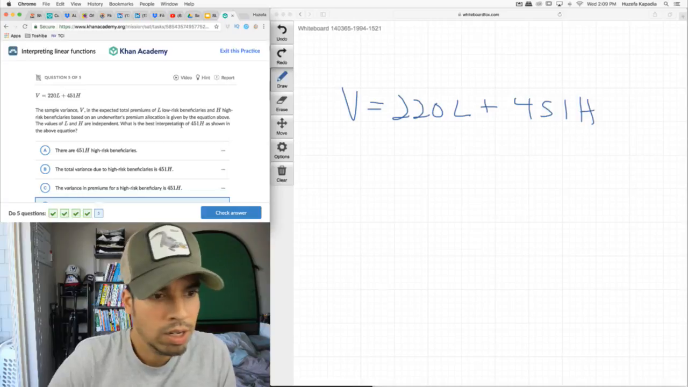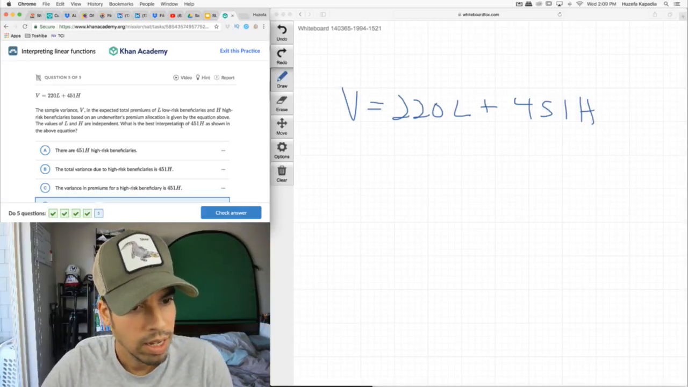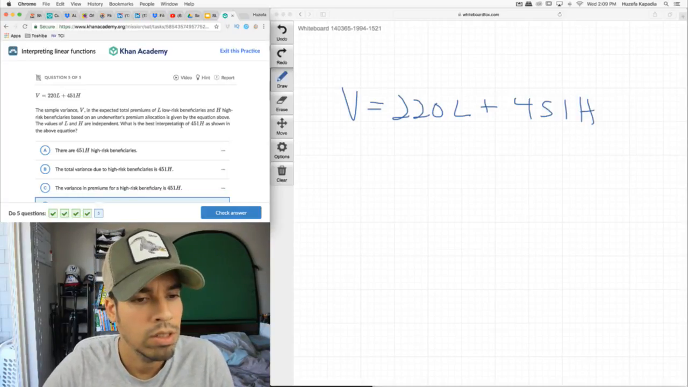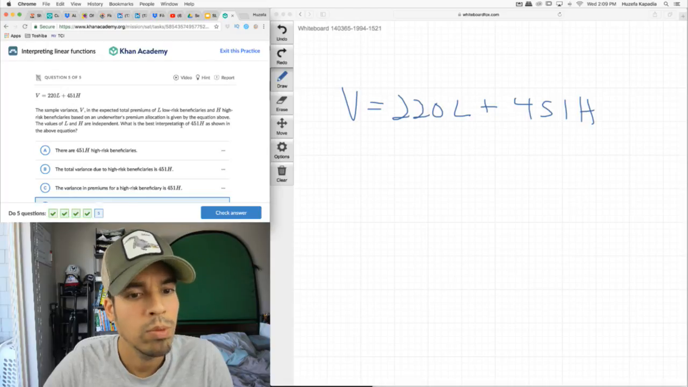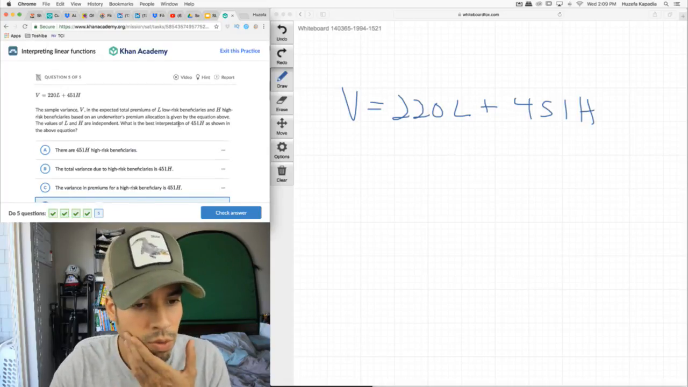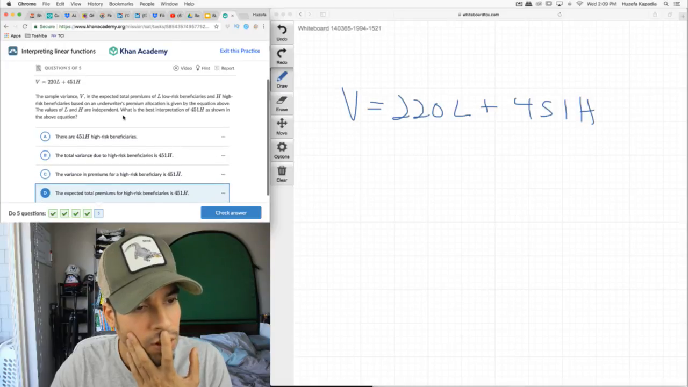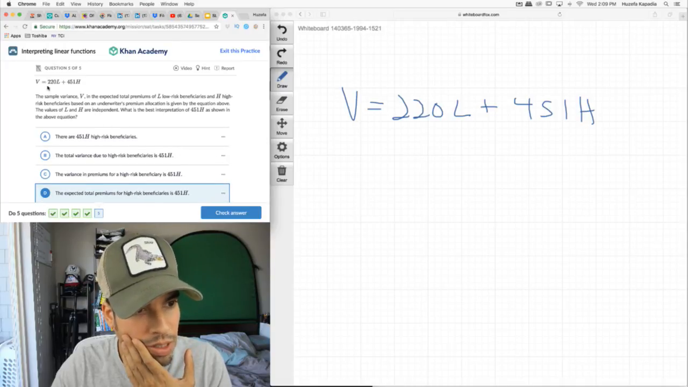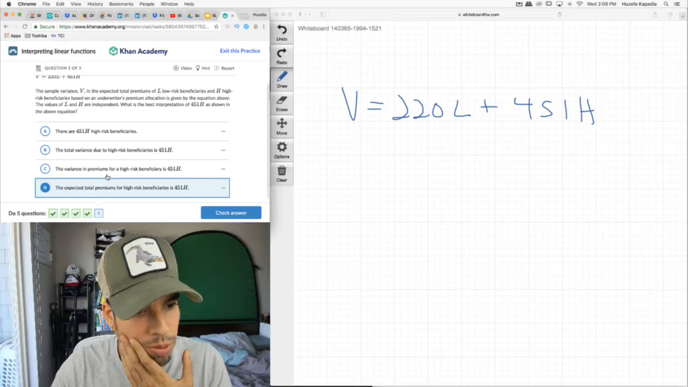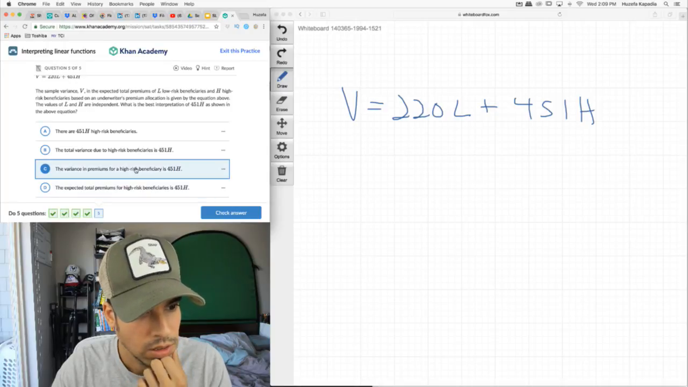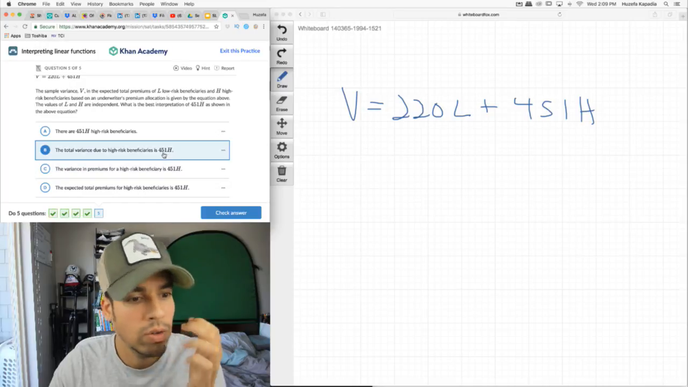All right, this is a little trickier. Hold on. The values of L and H are independent. Okay, what is the best interpretation of 451 as shown in the above equation? Because this can't be total premiums because V doesn't equal total premiums. Otherwise, this makes sense. I think it's the variance in premiums. It's the total variance. There we go.